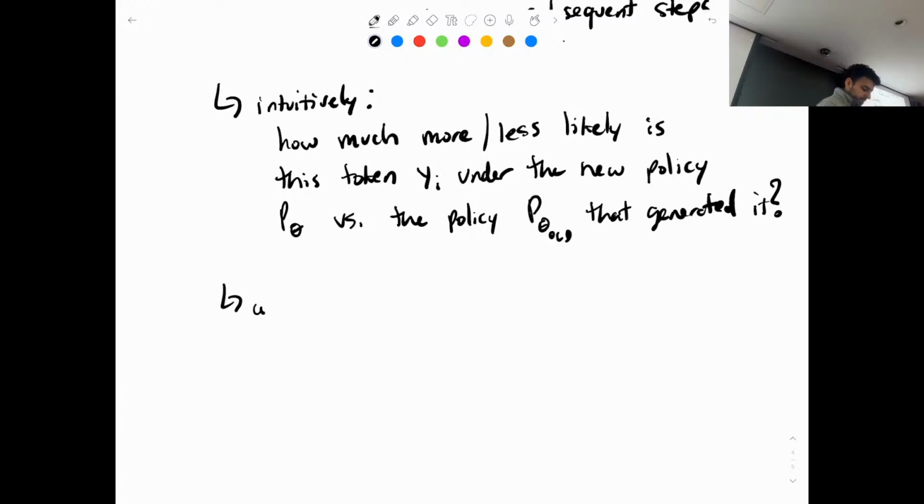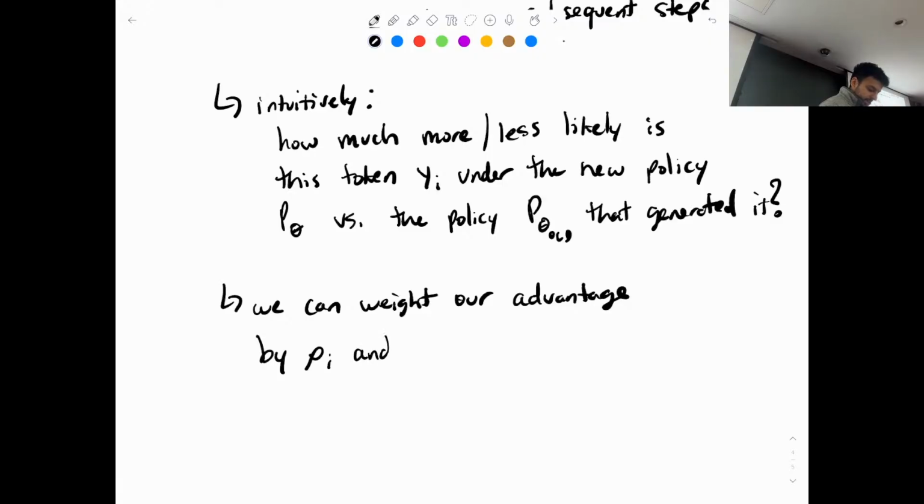So the idea is we can weight our advantage, remember, the advantage is the reward minus the baseline, by this policy ratio and control the update, our gradient update, by clipping it.